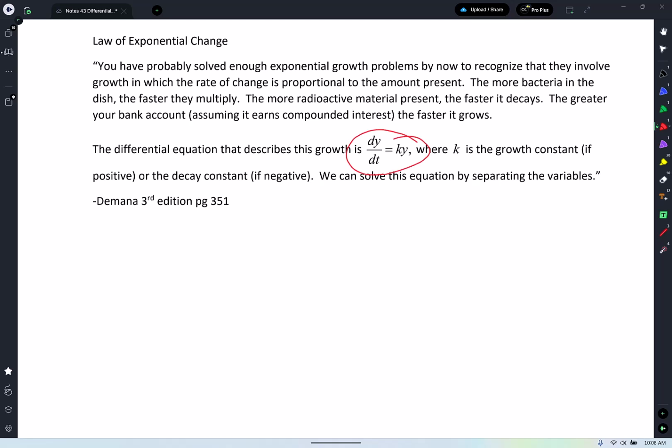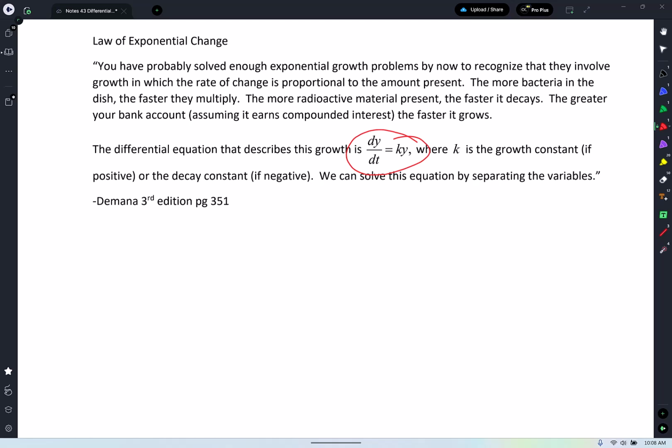You have probably solved enough exponential growth problems by now to recognize that they involve growth in which the rate of change is proportional to the amount present. The more bacteria in the dish, the faster they multiply. The more radioactive material present, the faster it decays. The greater your bank account, assuming it earns compounded interest, the faster it grows.